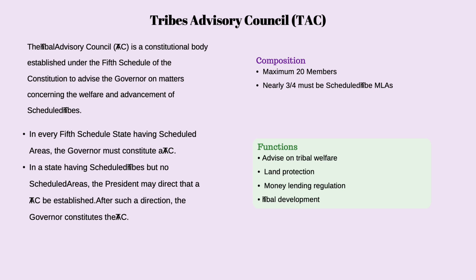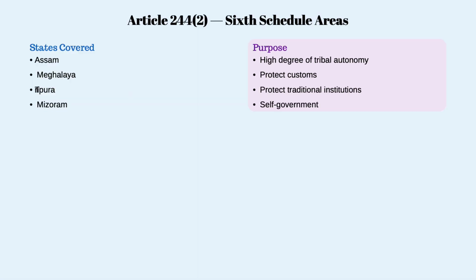Okay, so next we will learn about the 6th Schedule. So these are the functions of the Tribal Advisory Council. Land protection, advice on tribal welfare, advice to the Governor. Land protection, which is up to the Governor to accept or reject. Money lending regulation, which is up to the Governor to accept or reject. And tribal development, which is up to the Governor to accept or reject.